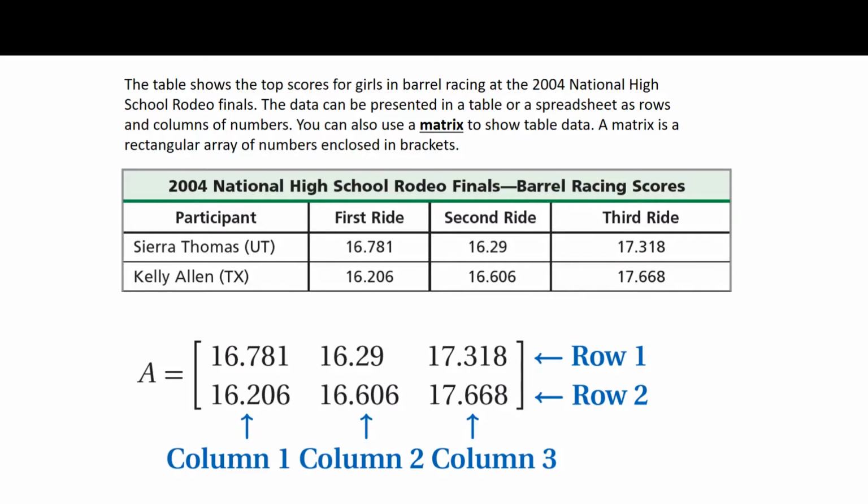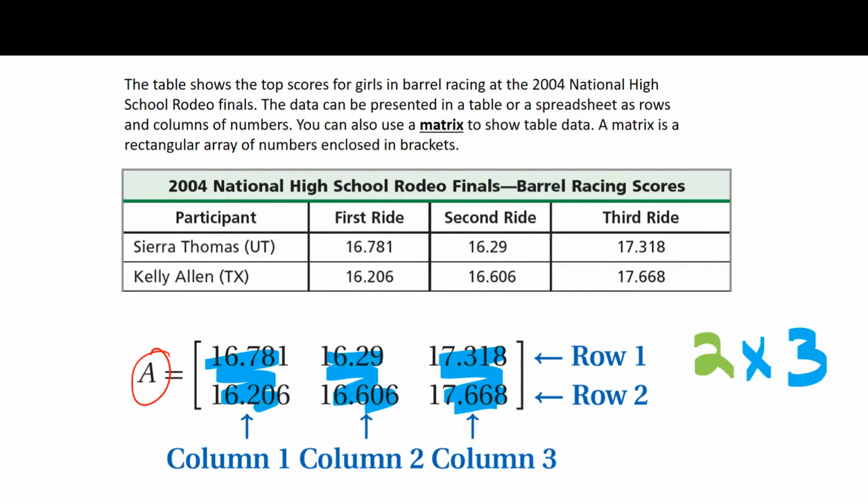This matrix is labeled A, and it's made up of rows and columns. So here we have a row, and here we have a row. So we have two rows, and we also have columns. Here's a column, here's a column, and here's a column. So we have three columns. So this particular matrix has the dimensions 2 by 3. Now it's really important that you take note of your dimensions each time you are looking at a matrix, because it's going to save you a lot of time in the future, and you'll see what I'm talking about in just a minute.